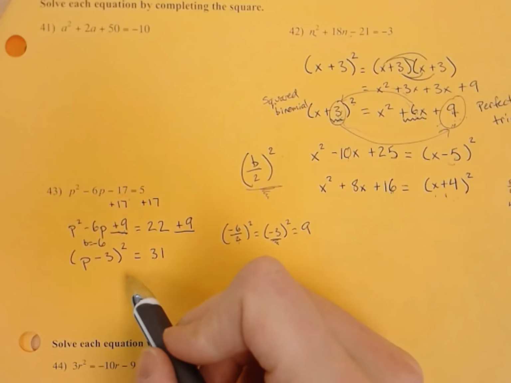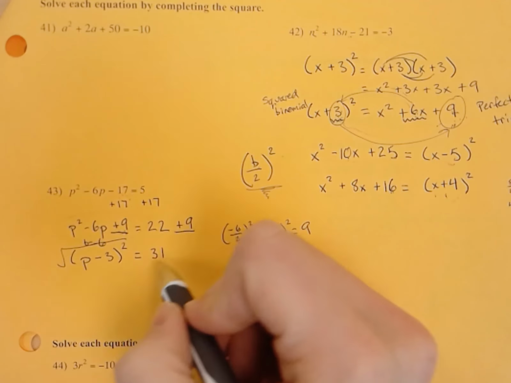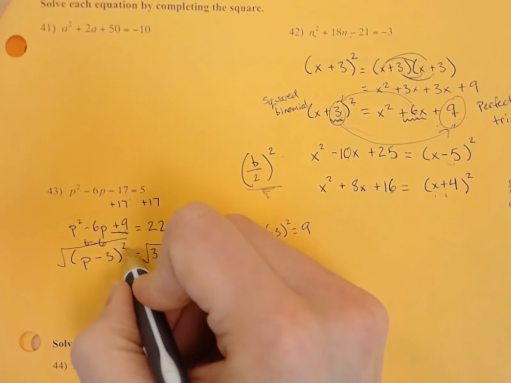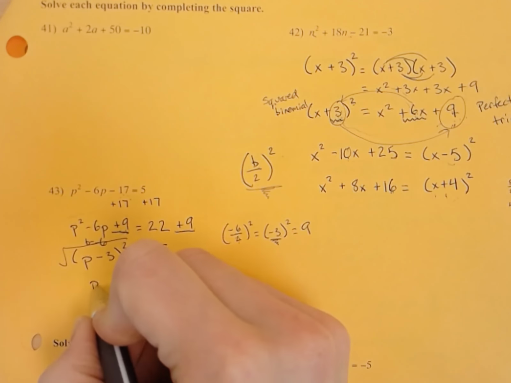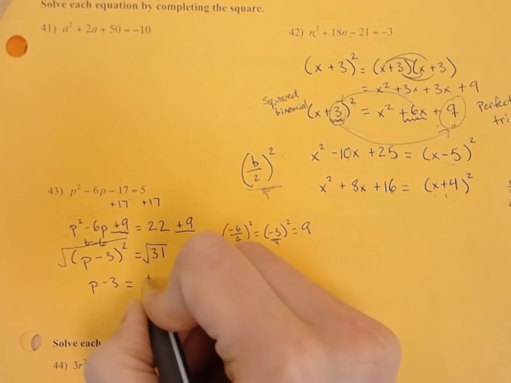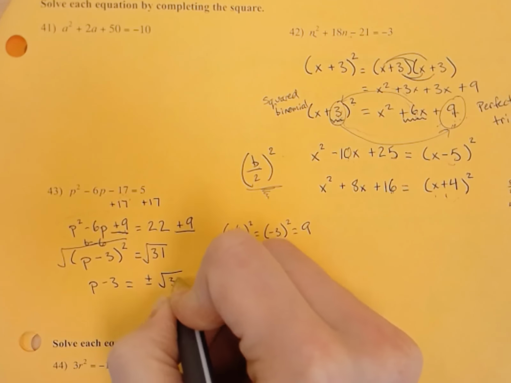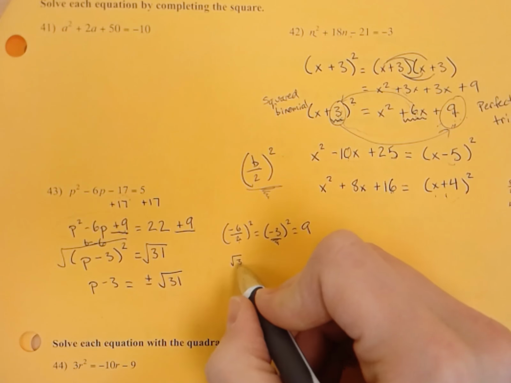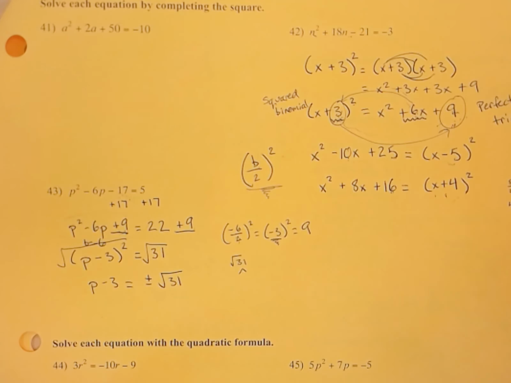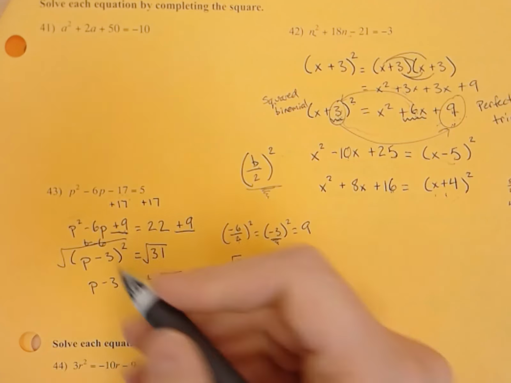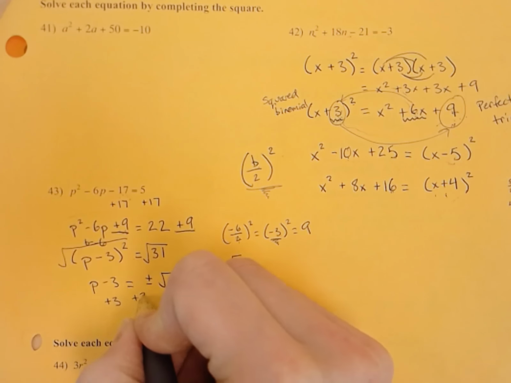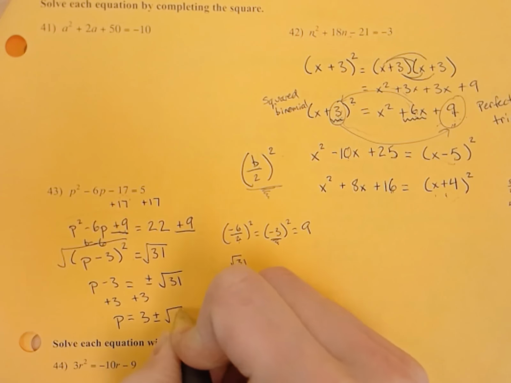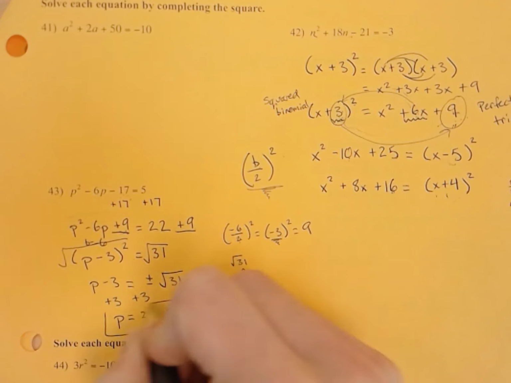Now this is a situation where I'm like, oh, I have something squared. So I'm just going to square root it. So that squared cancels out, and I'm left with p minus 3 equals plus or minus square root 31. I can check to see if this root 31 breaks down, but 31 is in fact a prime number, so I don't need to worry about it. So now to get p by itself, I'm just going to add the 3. I get p equals 3 plus or minus square root 31, and that would be my answer.